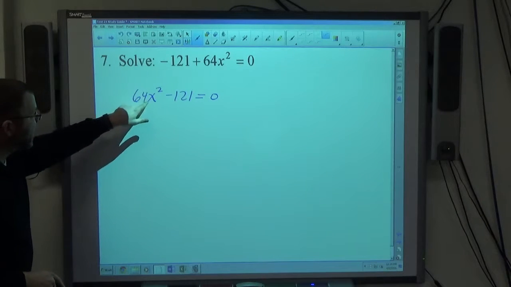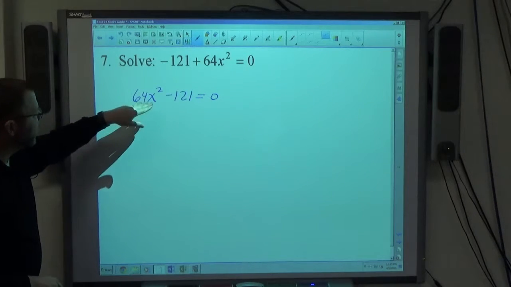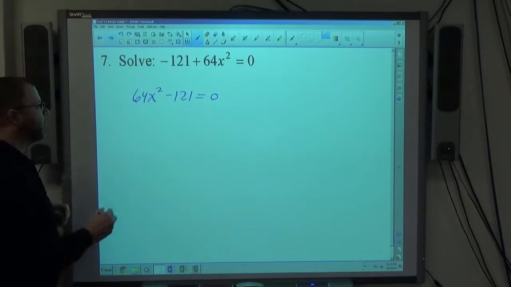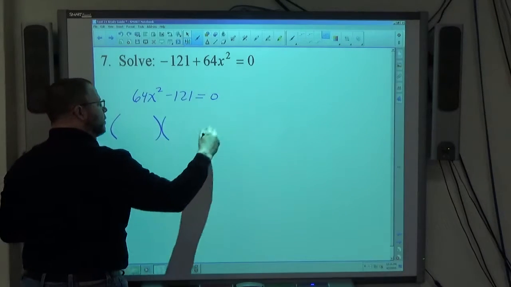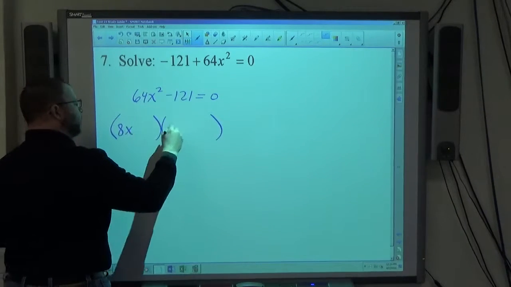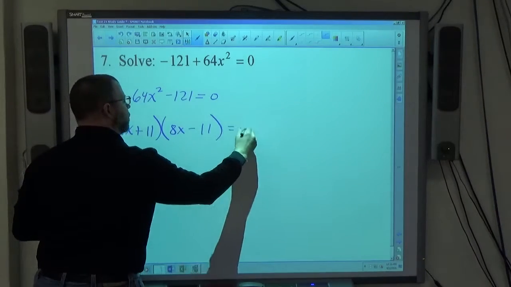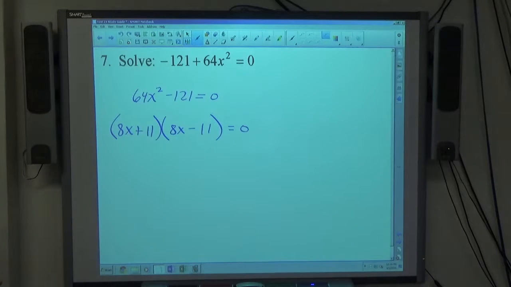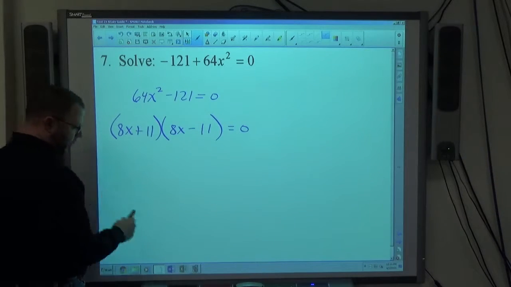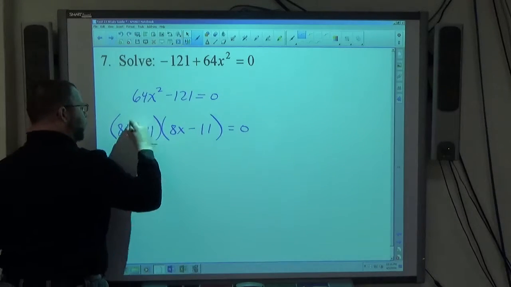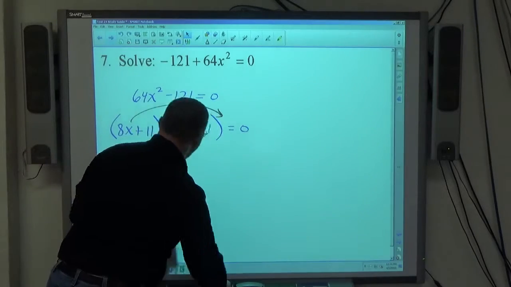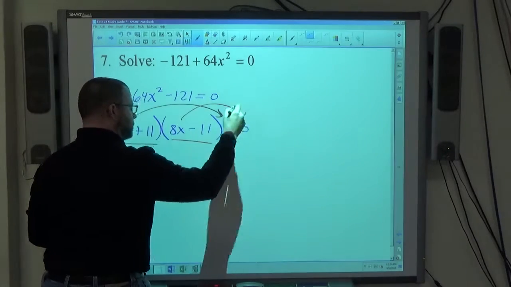Perfect square, 8x times 8x. This is 11 times 11 being subtracted. So, difference of squares factors as square root of the first in front, square root of the second in back, one plus, one minus, equals 0. Once again, factored form equals 0. That gets me immediately to either factor 1 equals 0 or factor 2 equals 0.